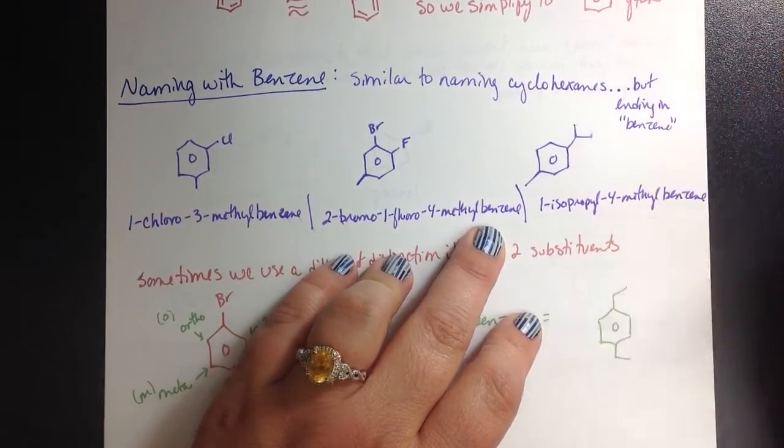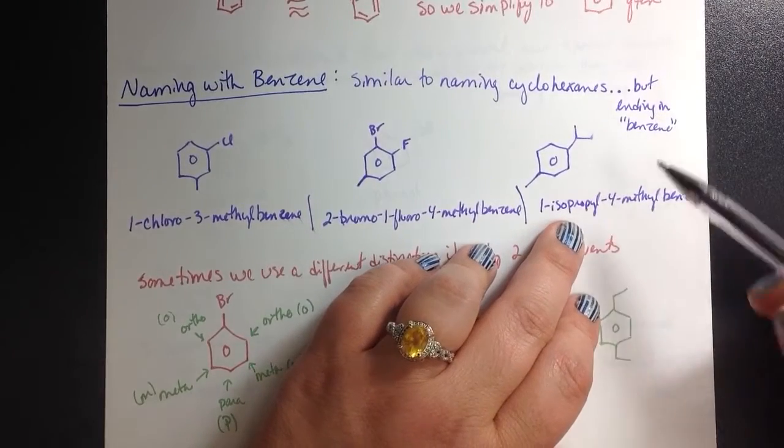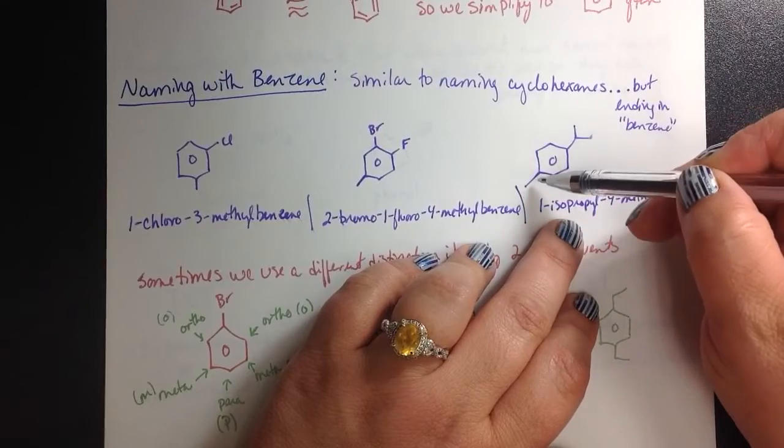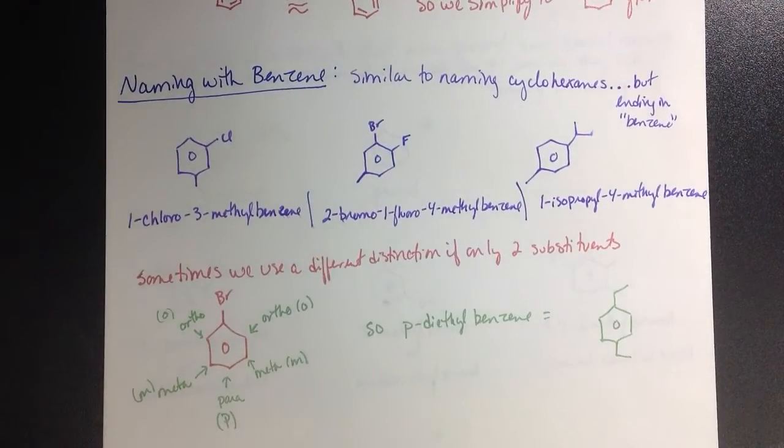Okay. Between these two, isopropyl starts with an I. This would be 4 because 1, 2, 3, 4, it's on the 4th carbon of that ring. So 1-isopropyl-4-methylbenzene.